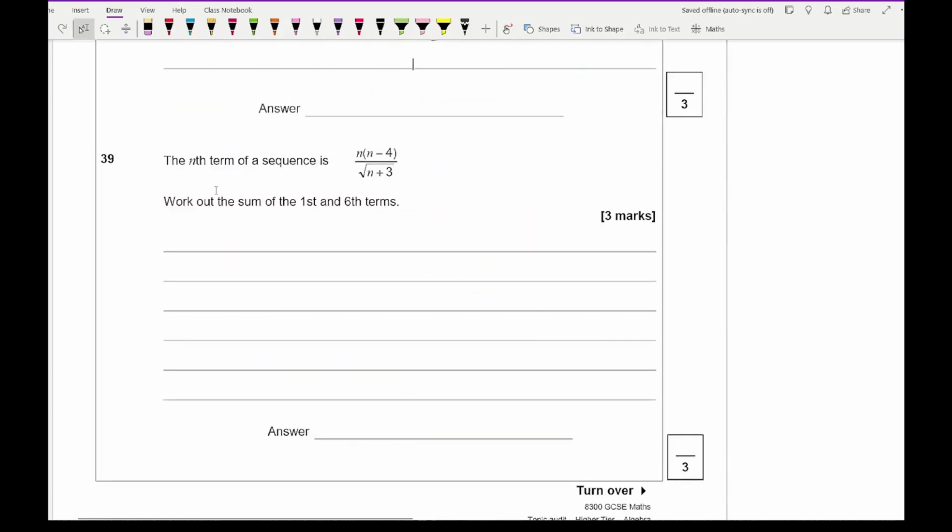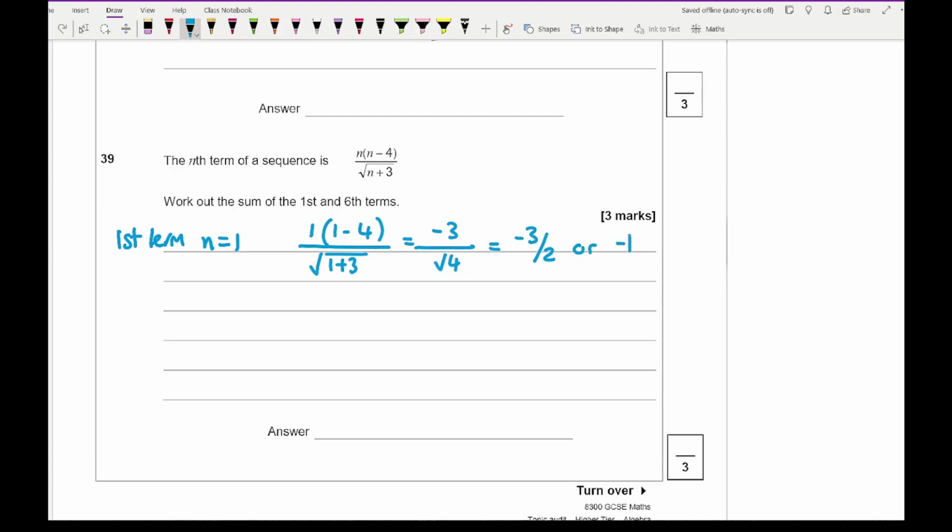Then moving on to question 39, it says the nth term of a sequence is n times n minus 4 all over the square root of n plus 3. Work out the sum of the first term and the sixth term. So the first term is when n equals 1. So if I substitute 1 into this formula, I get 1 times 1 minus 4 over the square root of 1 plus 3. Now if I simplify the top, I get 1 minus 4, which is minus 3, times 1 is minus 3, and 1 plus 3 is 4, so it then becomes minus 3 over 2, or minus 1.5.